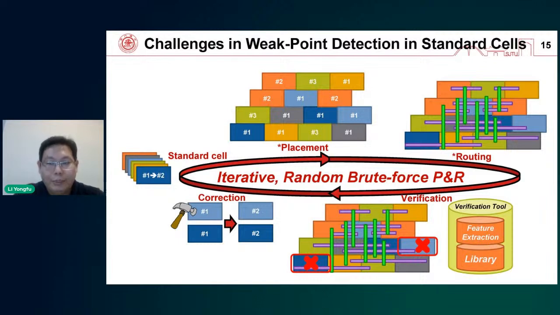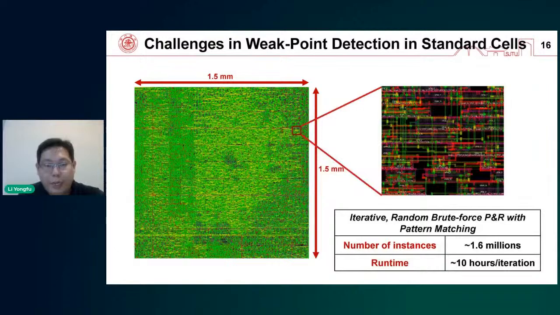So this brought forward a very interesting problem for us: shall we do a very iterative and random brute force PNR method to harvest all the patterns that will be generated by different PNR tools by EDA companies? We tried that, and we realized that each iteration for any use case will take thousands of hours to really get enough coverage, as place and route has a very unsolvable coverage problem.